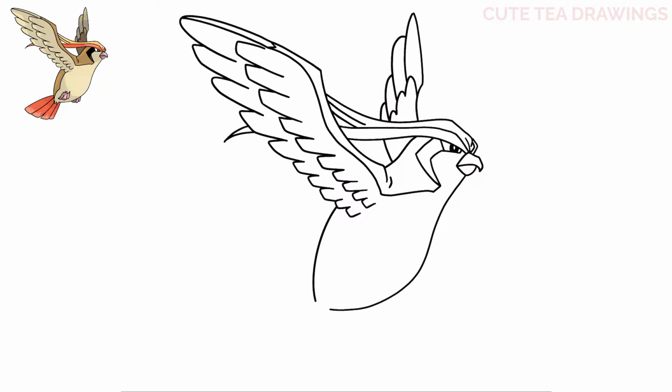Next, inside that gap, let's draw a zigzag line like this. Next, inside the body, on the left side, let's draw a curve down, and then another curve down like this.